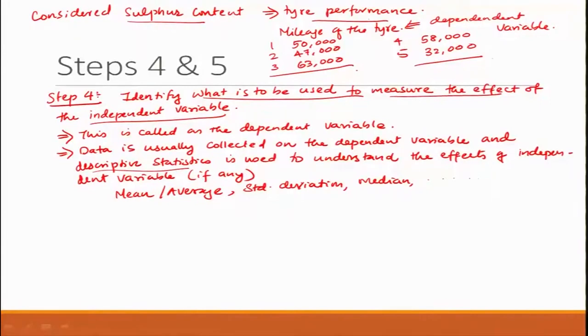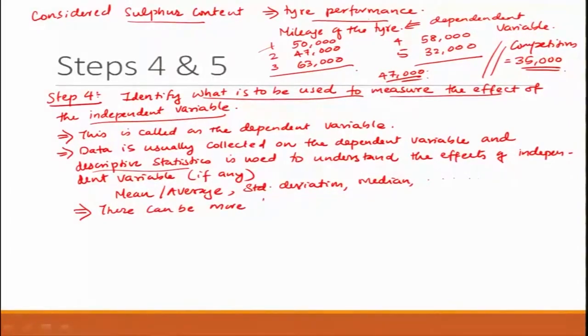So if the rest of the tires in the market, the competitors, are providing tires with, let's say, 35,000 kilometer mileage, and then you find this average comes to, let's say, 47,000 kilometers, then you could possibly say that reasonably it looks like the new tire is better than the other tire, and this new tire is better purely because the sulfur content is influencing the superior tire performance.